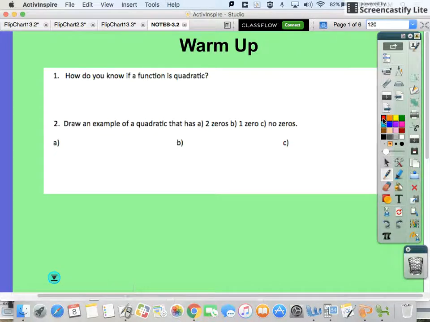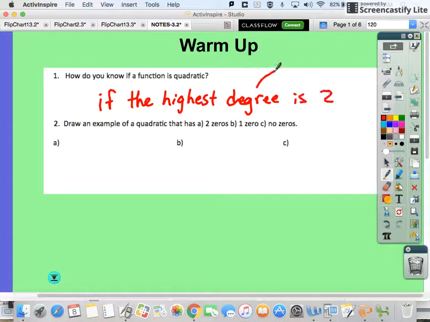The answer is if the highest degree is 2. Degree is like power. If the highest power is 2.